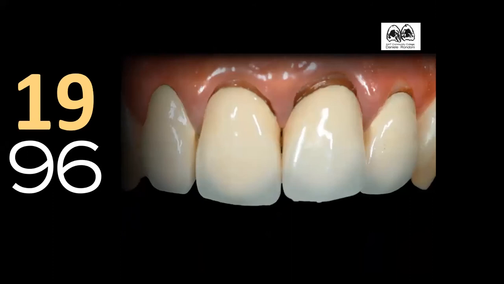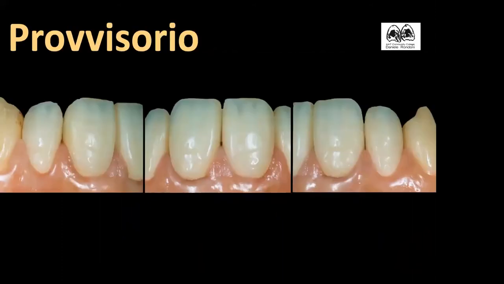Another clinical case that gives the dimension of duration. It is an image from 1996. The work has to be redone as the patient is no longer happy. Let's review the protocol. Start with a provisional. Through this provisional, we give the dentist indications about the preparation and the necessary thickness.